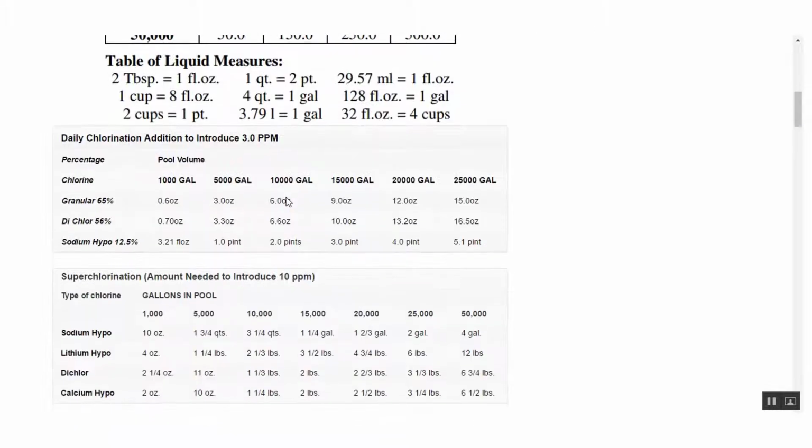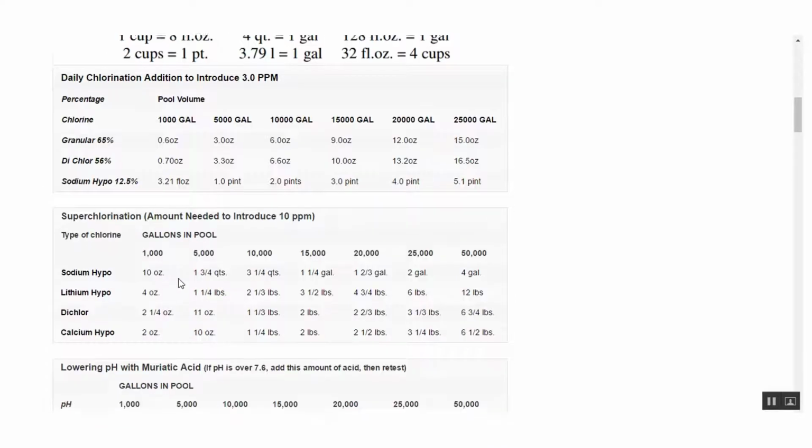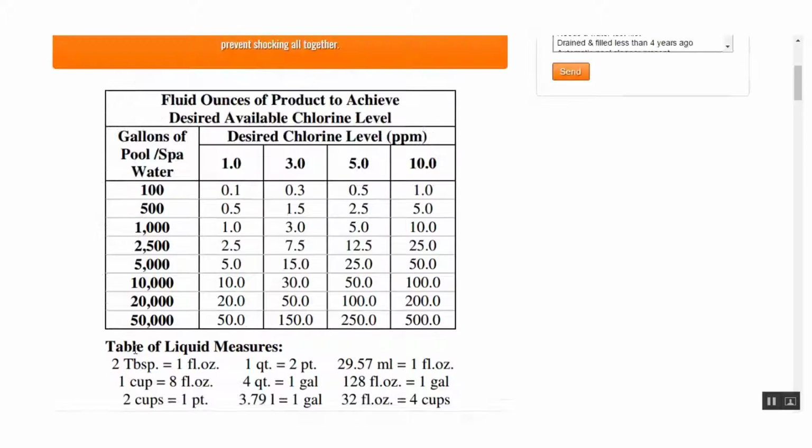You can quickly look up how many gallons you have in your pool, whatever your test strip is reading. This will tell you how much of whatever product to put in. Now, I just want to concentrate on chlorine and point out, do you see anything? This is right off of the liquid chlorine boxes.